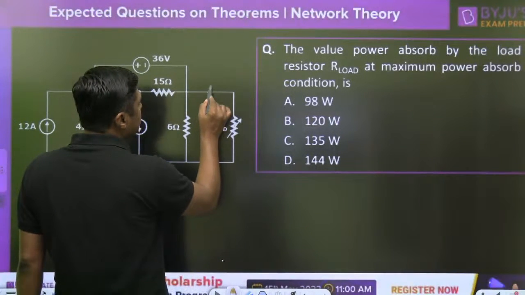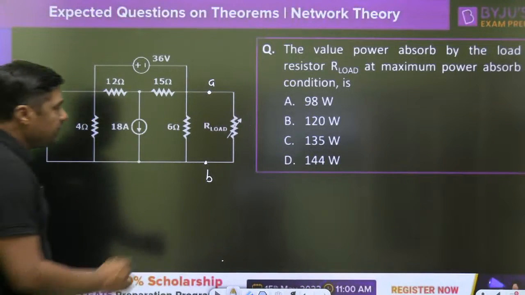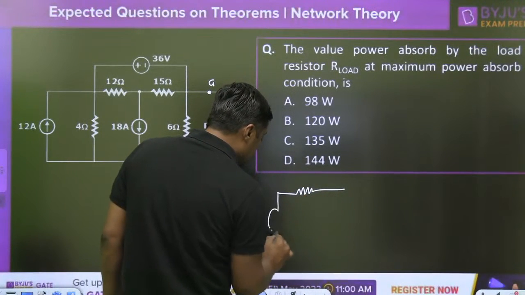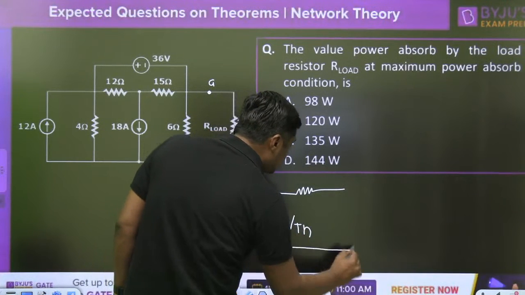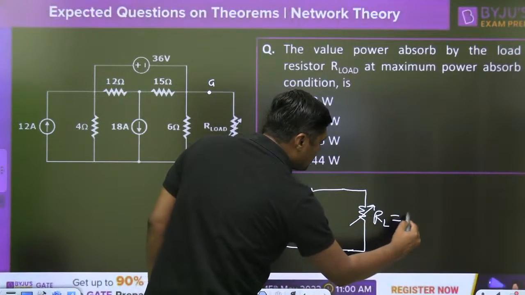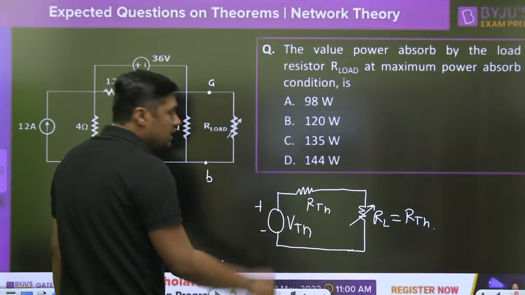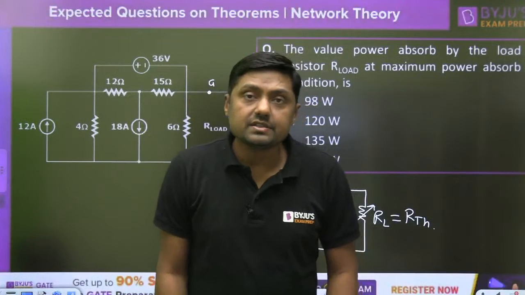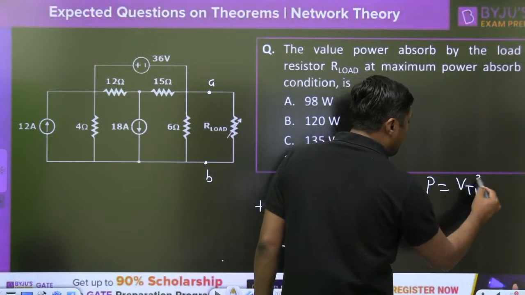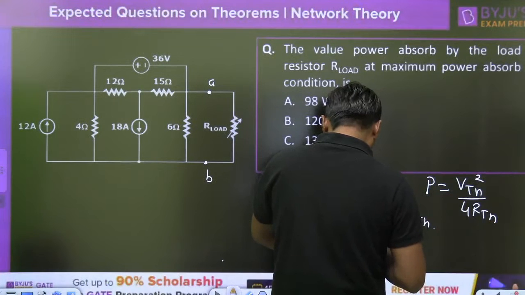Already I have discussed this, because now we are going to solve questions across A and B. You have to find VTH and RTH. And once you get the VTH and RTH, what should be the value of RL? For the maximum power transfer theorem, RL should be equal to RTH. And in that condition, the maximum power is VTH square by 4 RTH.